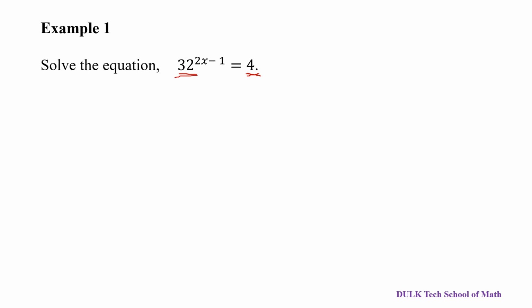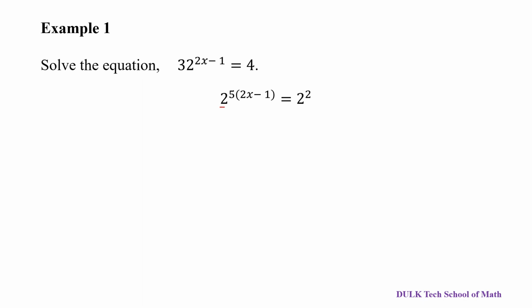We can easily express 32 as 2 to the power something. At the same time, 4 as 2 to the power something. So let's express these two in terms of 2 to the power something. So 32 is the same as 2 to the power 5. So we are saying it is now 2 to the power 5. This power 5 is multiplying the whole of this original power 2x minus 1. On the other side, 4 is the same as 2 to the power 2. So we are saying on the right hand side, we have 2 to the power 2.